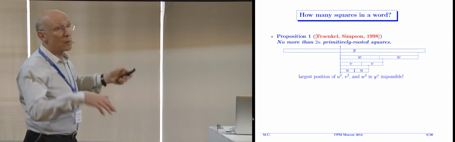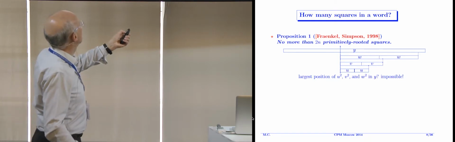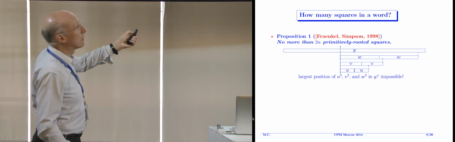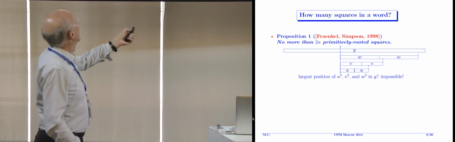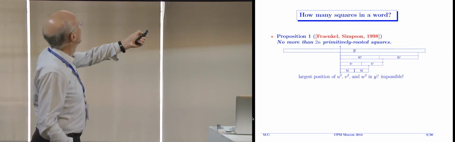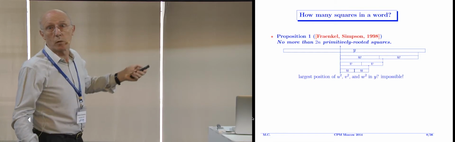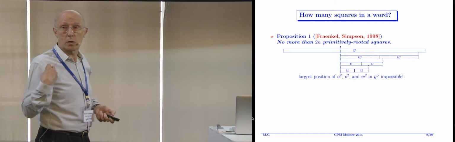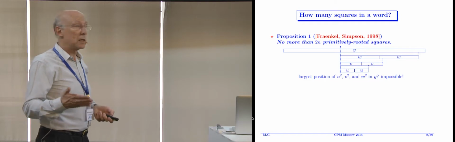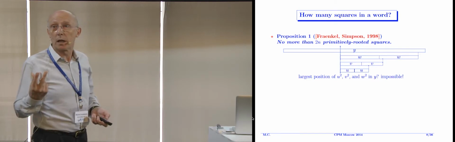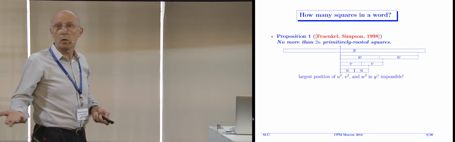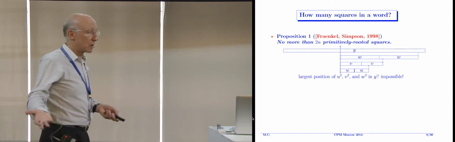Now there is a result that says that in this situation, the length of W should be at least the sum of the lengths of U and V. And then it means that UU is a prefix of W. But if it is a prefix of W, UU appears later, to the right, which is a contradiction with the fact that I chose the rightmost occurrences of these three squares. So the conclusion is that I can have only two squares starting at a given position. So immediately I deduce that the number of squares is no more than 2n, because I have n positions.